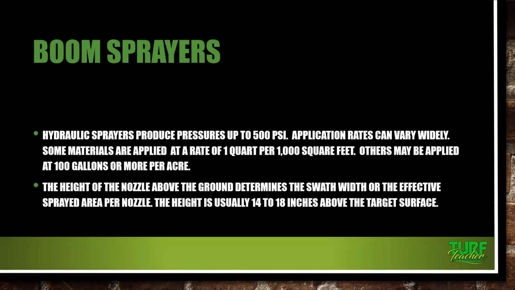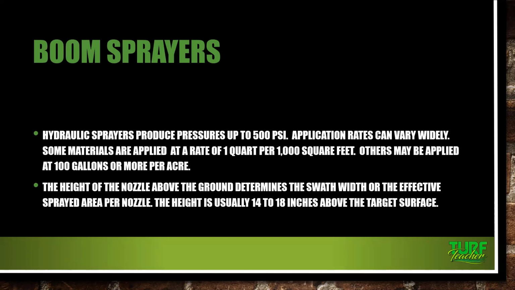With your boom sprayer, hydraulic sprayers produce pressures up to 500 PSI. The application rates can vary widely. Some materials are applied at a rate of 1 quart per 1,000 square feet, and others may be applied at 100 gallons or more per acre. The height of the nozzle above the ground determines the swath width or the effective spray area per nozzle. The height is usually 14 to 18 inches above the target surface.